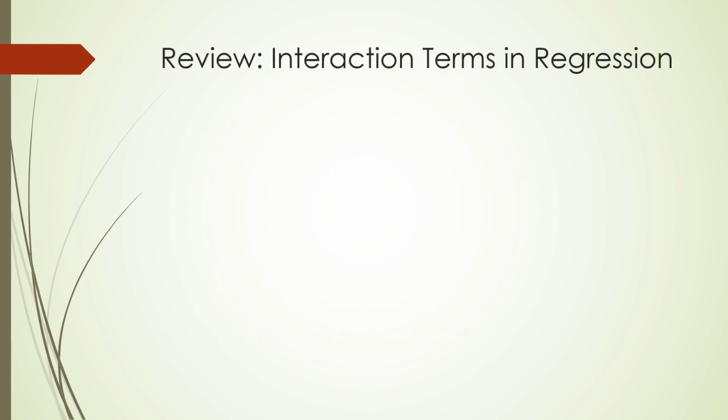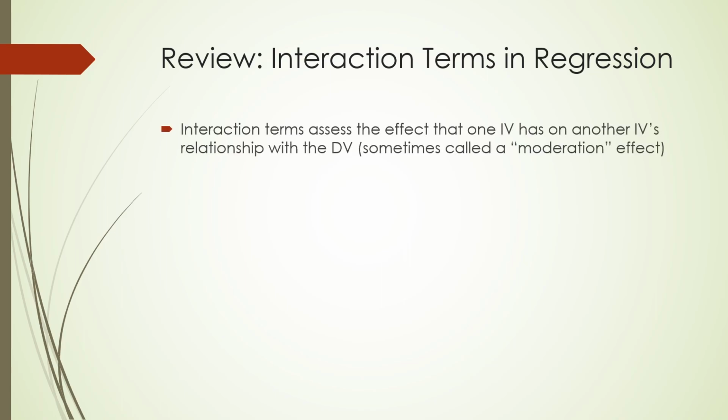Now, there's an additional term that we can add in regression, and that is called an interaction term. Interaction terms assess the effect that one independent variable has on a second independent variable's relationship with the outcome. So for an interaction term to be possible, I will need to have two independent variables. And pretty much what I'm looking at is, does one change how the other one works? Sometimes this is called a moderation effect.